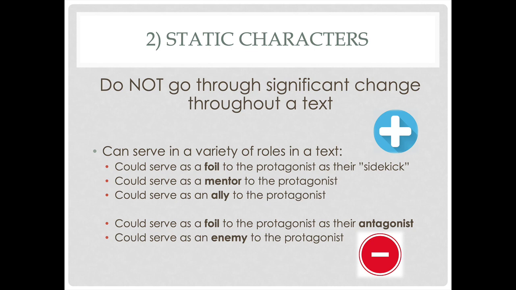Static characters can also serve as kind of negatives in the plot structure. So they could serve as a foil to the protagonist as their antagonist. So whereas before that static character might be helping the hero, we can also have a static character who is working against the hero in the role of the antagonist. Or slightly different, they could serve as an enemy to the protagonist. So maybe not the highlighted antagonist, the greatest force that our hero is fighting against, but a sort of smaller enemy that they have to deal with along the way.